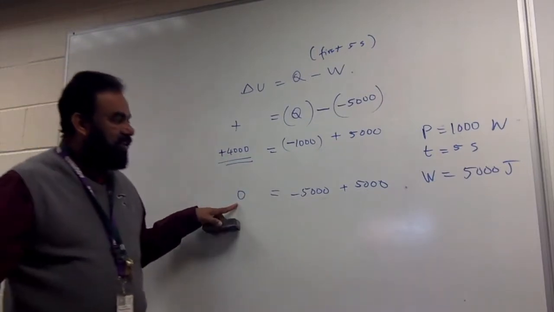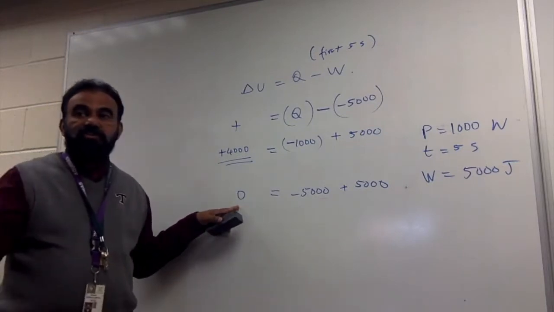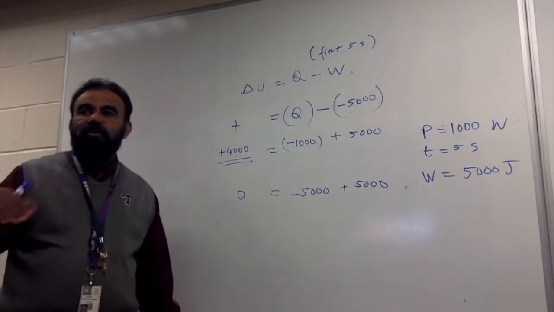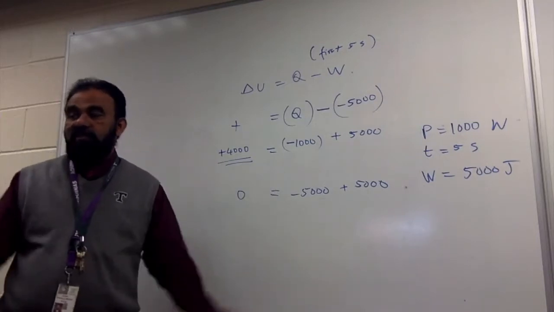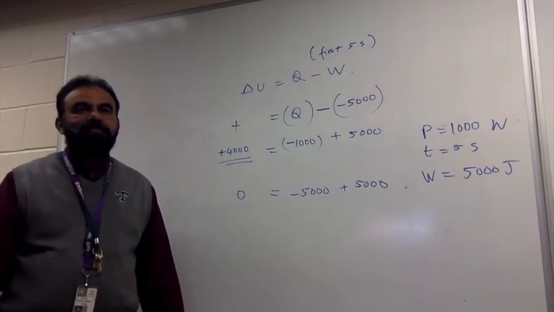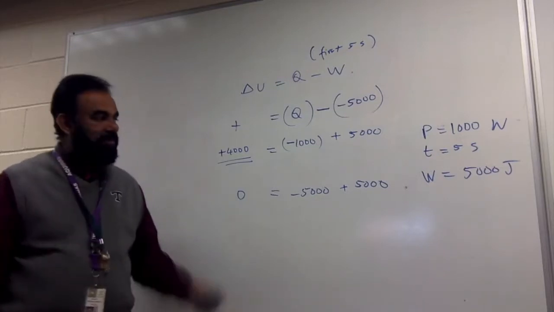So why is the delta U equal to zero? Because U is not changing any further, because the temperature is already steady. The hot plate is not going to go hotter and hotter and hotter, because in that case it will burn out. It reaches a certain temperature and kind of stays there. You can't make it super hot.